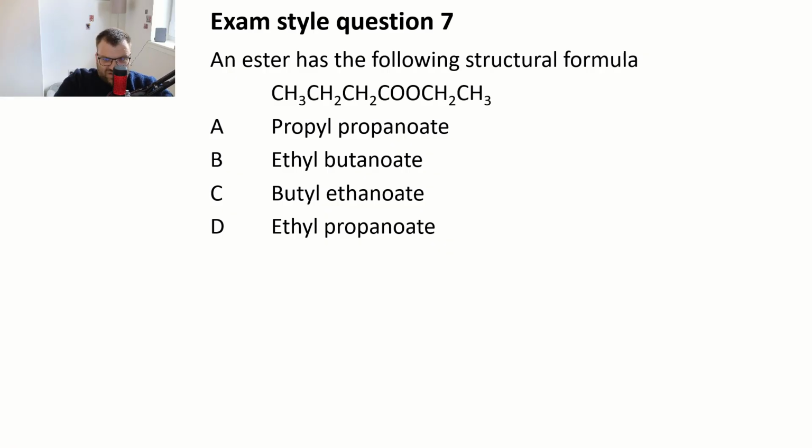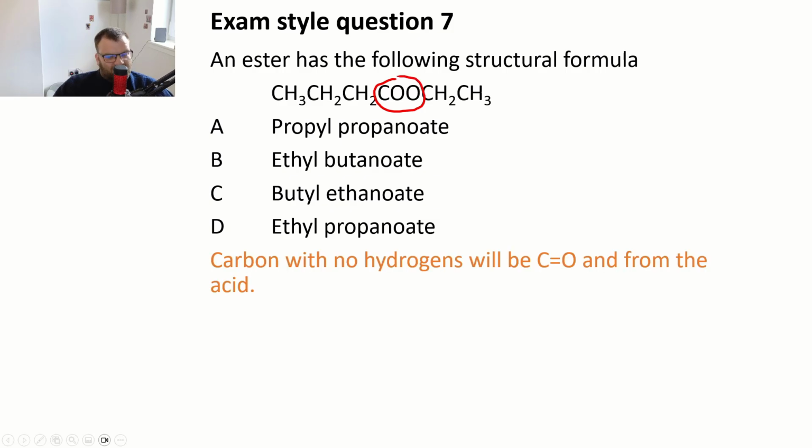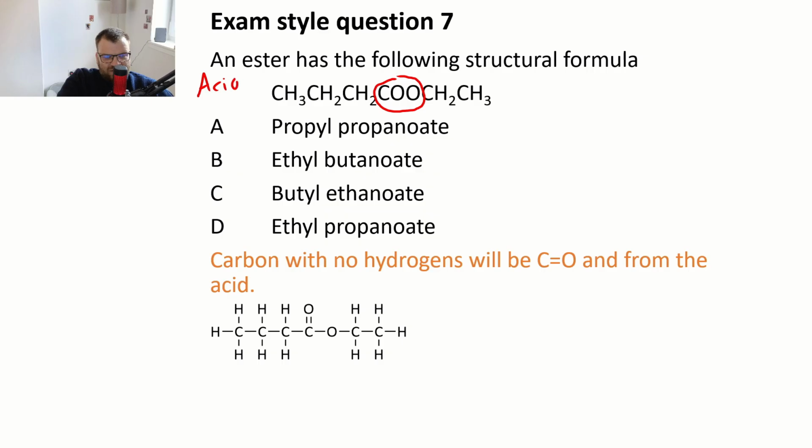In this one, we've got a structural formula and we're asked to figure out what its name would be. What I'd suggest doing first is identify where the ester link is. The carbon with no hydrogens will be the C double bond O, and that came from the acid. So sketching it out, drawing it out can help get across the idea. We have the acid on this side, and the alcohol on the other. When it comes to naming them, we should start with the alcohol side, which in this case is on the right hand side. There are 2 carbons, so that's going to make it ethyl at the beginning. And on the other side, we've got 4 carbons, which is going to make it butanoate.